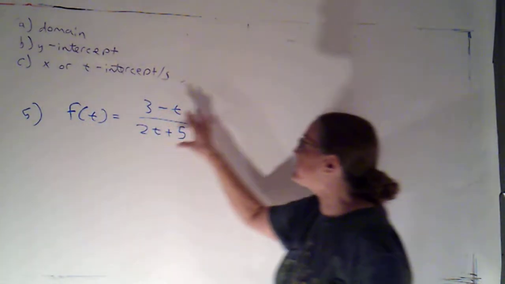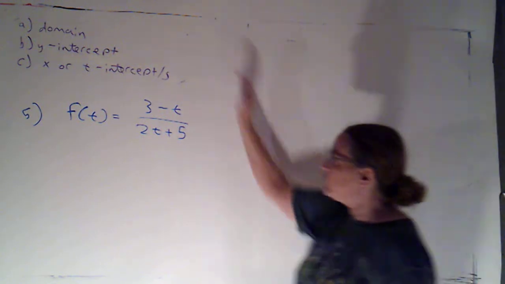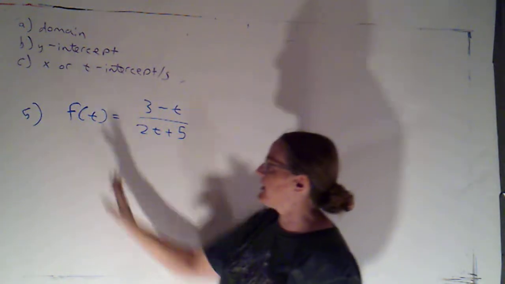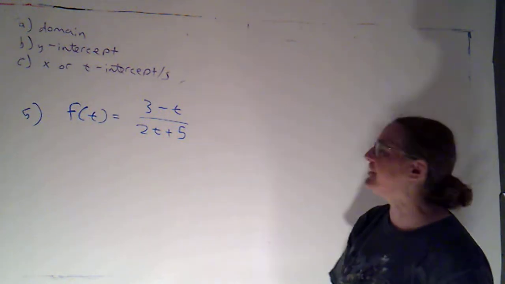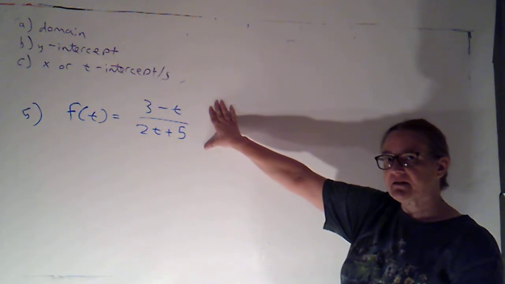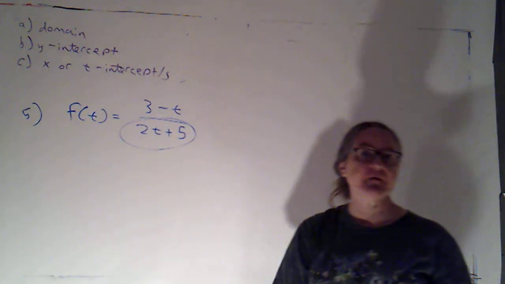The last two problems, 5 and 6, deal with functions where there's a fraction in the formula for the function. Again, we're finding the domain, the y-intercept, and the x or t intercepts, depending on whether our input is an x or a t value. Okay? And when I've got a fraction like this, the rule is that the denominator cannot equal 0.